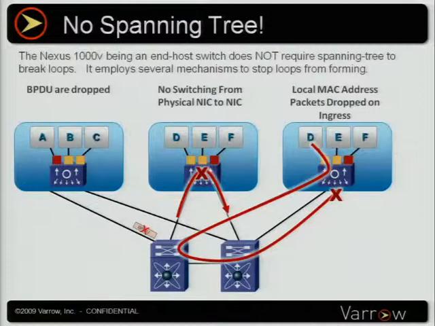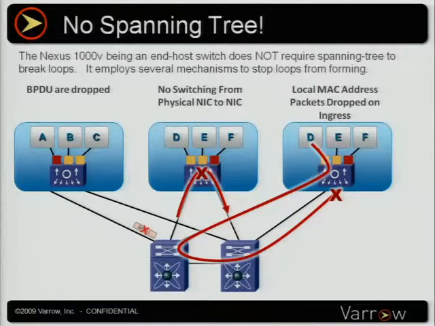Again, there's no spanning tree. It does things to stop loops. BPDUs are kind of detection packets or detection frames that spanning tree uses to find loops in the network and work out different scenarios. If it sees one of those from a switch, it drops it. He doesn't participate, he doesn't play that game, so he has no need for those.